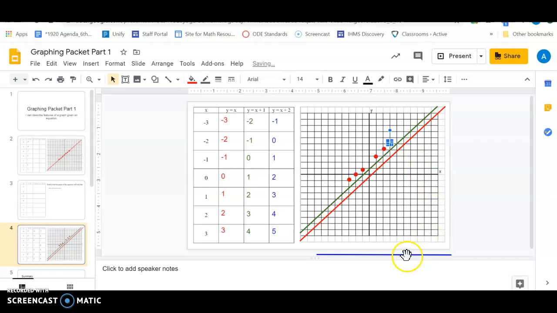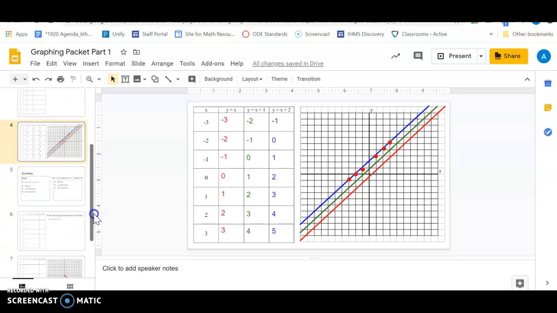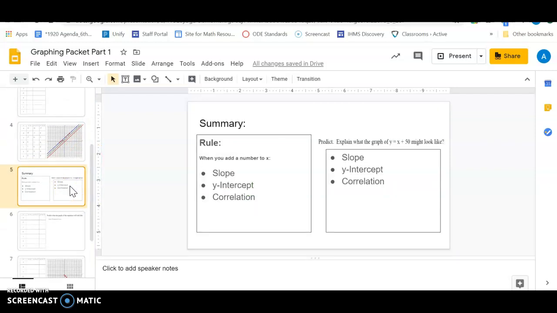Okay, so now I took my line here, and I'm going to pull it up, and I am going to connect. Now notice, my line goes through the entire graph. When we're graphing lines, our line is going to go through the entire graph. Okay, so I have completed this. Once I have made a prediction and graphed my lines, I can now go to the next slide where I'm going to write a rule. What's going to happen when I add a number to x?